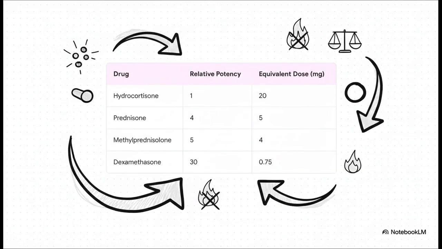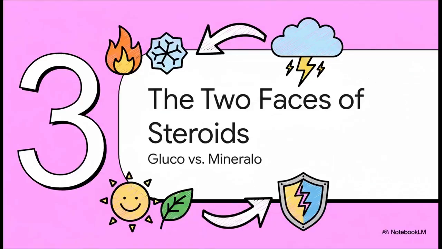Okay, now this table, this is pure gold. This is what translates those abstract potency numbers into the real-world doses you'll actually use. You absolutely need to know this. To get the same anti-inflammatory effect, you need 20 milligrams of hydrocortisone, but only 5 of prednisone, 4 of methylprednisolone, or a teeny tiny 0.75 milligrams of dexamethasone. Seriously, commit these numbers to memory. It's crucial. But hang on.